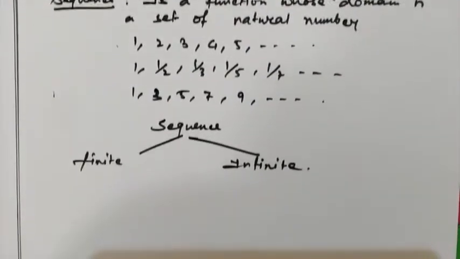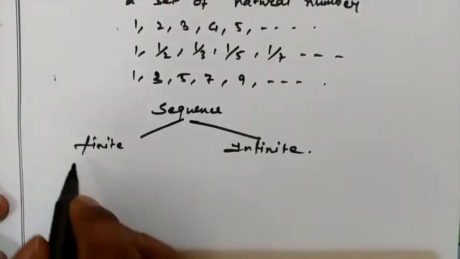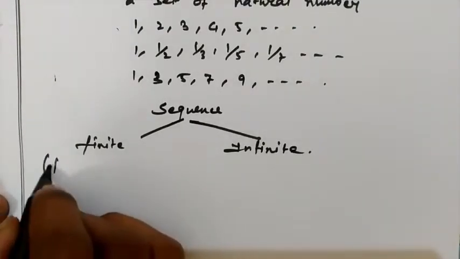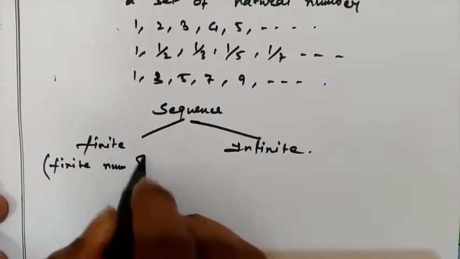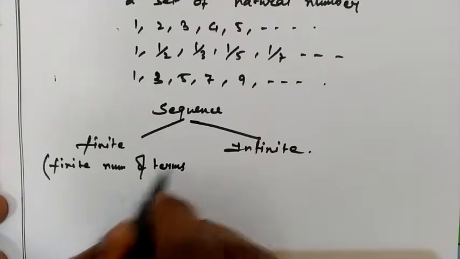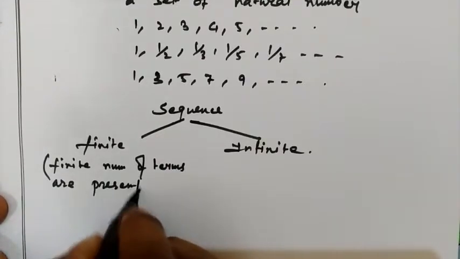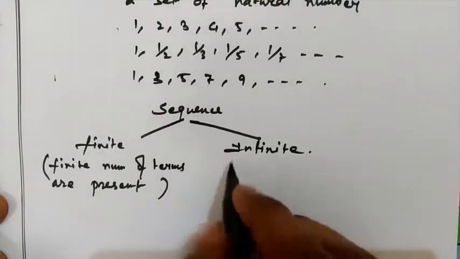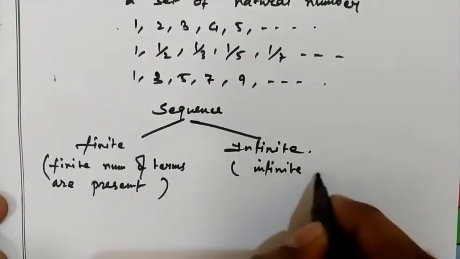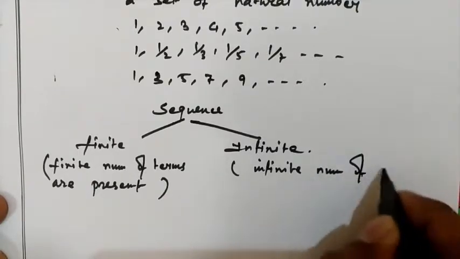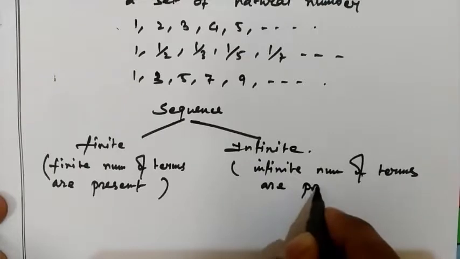What is finite? In case of finite sequence, a finite number of terms are present. And in case of infinite sequence, an infinite number of terms are present.